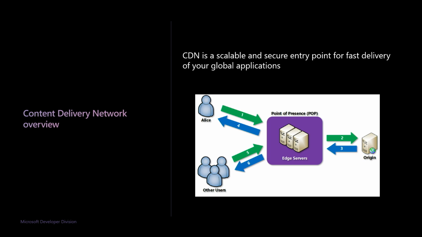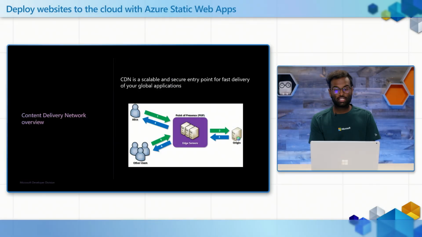Now that we've set up traffic splitting, let's move on to something more advanced, Enterprise-Grade Edge. This feature utilizes a content delivery network service to deliver superior performance and high availability. CDN is a scalable and secure entry point for fast delivery of your global application. It offers several benefits, including global load balancing, caching assets at the edge to help improve your application's performance and improved security.